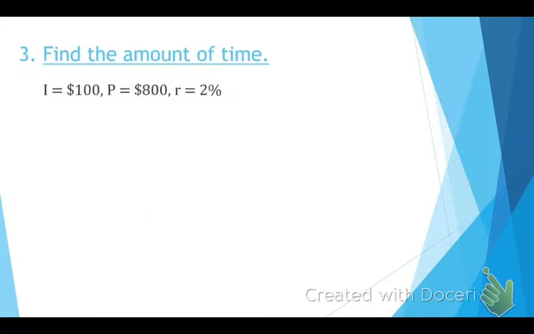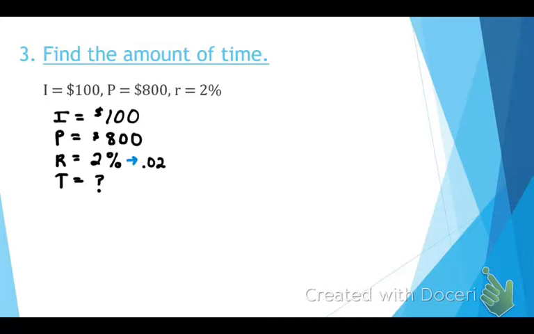Next problem, we've got the same kind of idea, but this time it's asking us to find the what? The time. So I want you and your partner to go ahead and work on this together. All right, so I went ahead and I put down what the IPRT was. A couple people had forgotten to change that 2% over to 0.02 when they plugged it in. So just be careful with that. You don't want to forget that part.